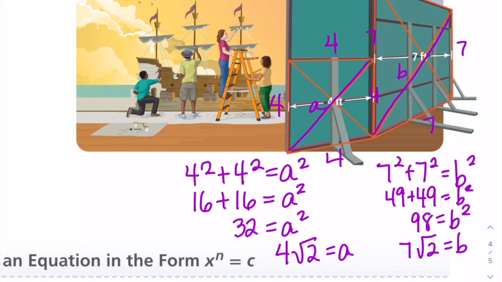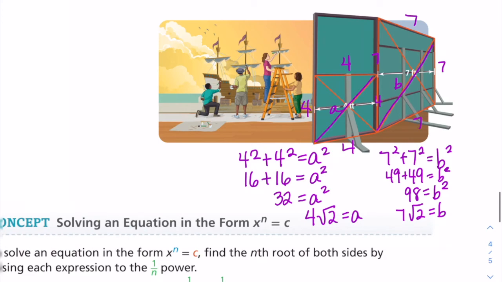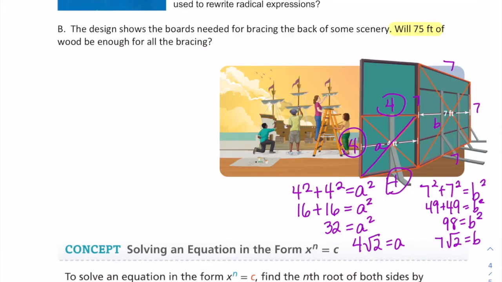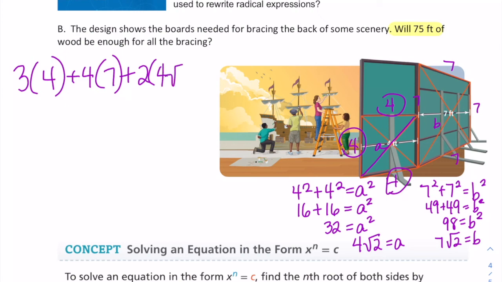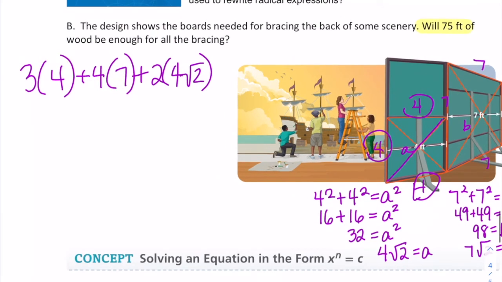So now we know all of the lengths. So let's just add up all the pieces. So we're going to have 3 pieces of 4 feet. We'll have 4 pieces of 7 feet. We'll have 2 pieces, the 2 diagonals for A, so that's 4 root 2. And then we'll have 2 pieces that are 7 root 2.